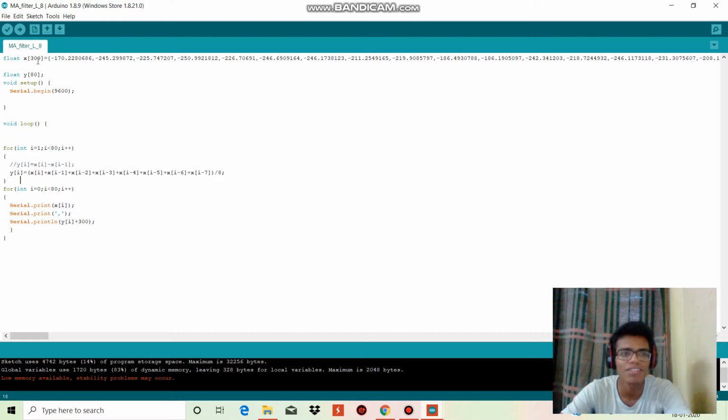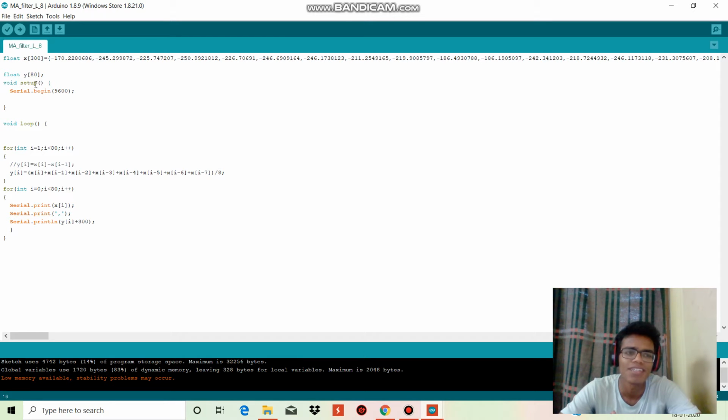In the first line, I have written the input as x of 300 and given the data type as float because it's having values after the decimal place. After that, I have written the output as y of 80. Here I have given the size as only 80 because of the size constraint of the Arduino board.